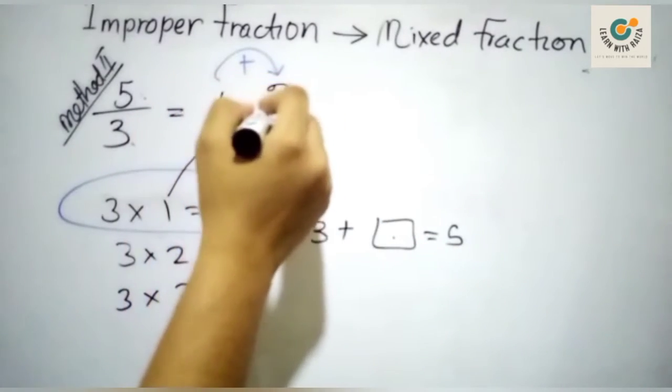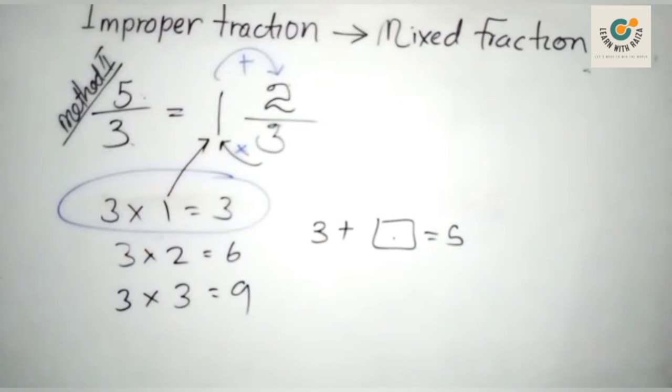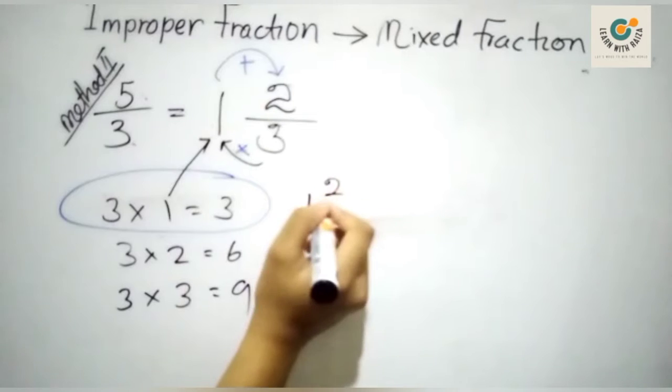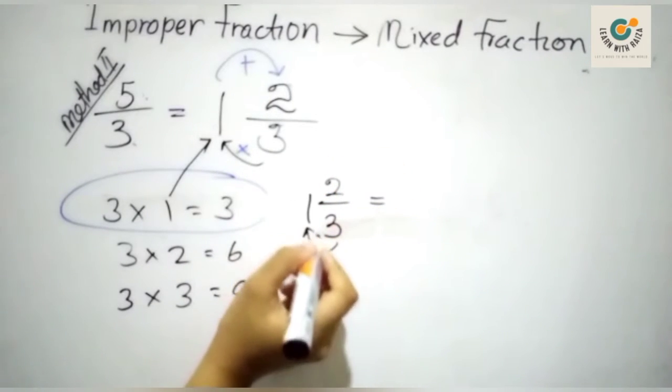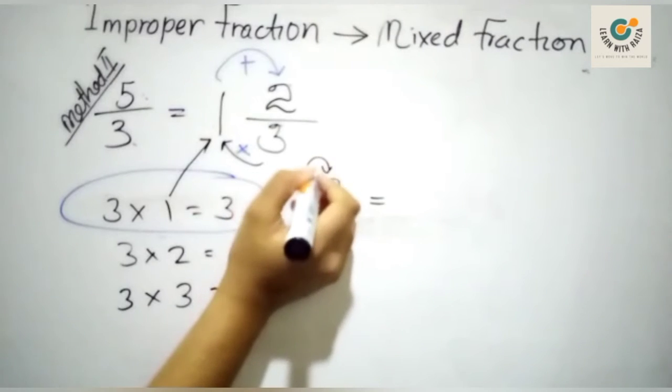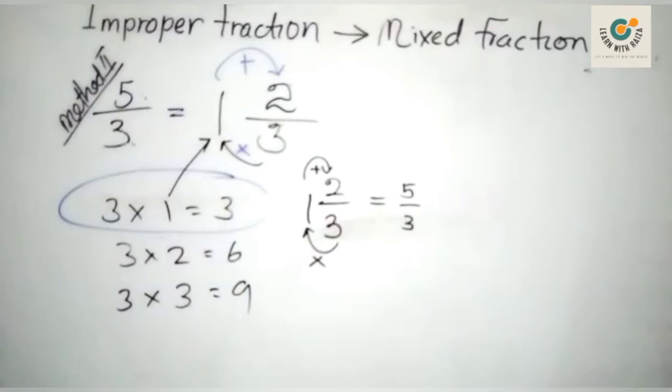Yes, correct, 2. So you can check whether your answer is correct. How can you check it? It's like this: 1 and 2 over 3. You know how to convert a mixed fraction into an improper fraction, right? 3 times 1 is 3, plus 2, 5. So you have got the same answer. That means the way you have converted your improper fraction to a mixed fraction is exactly correct.